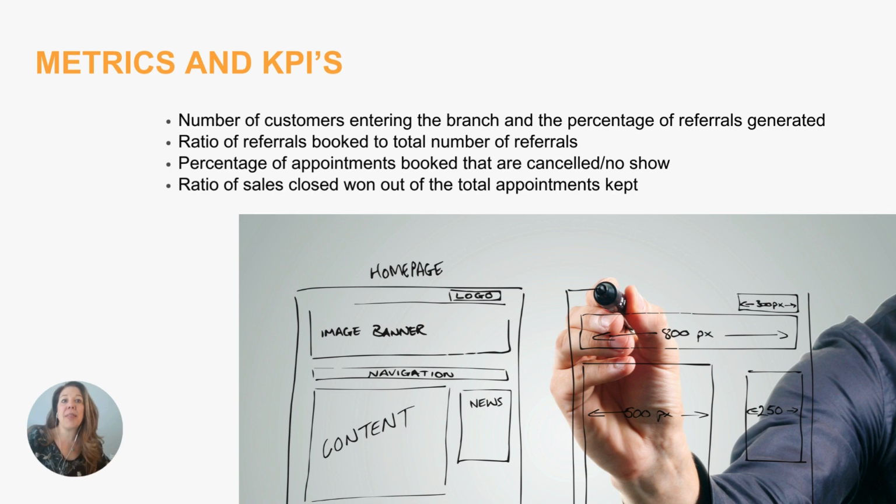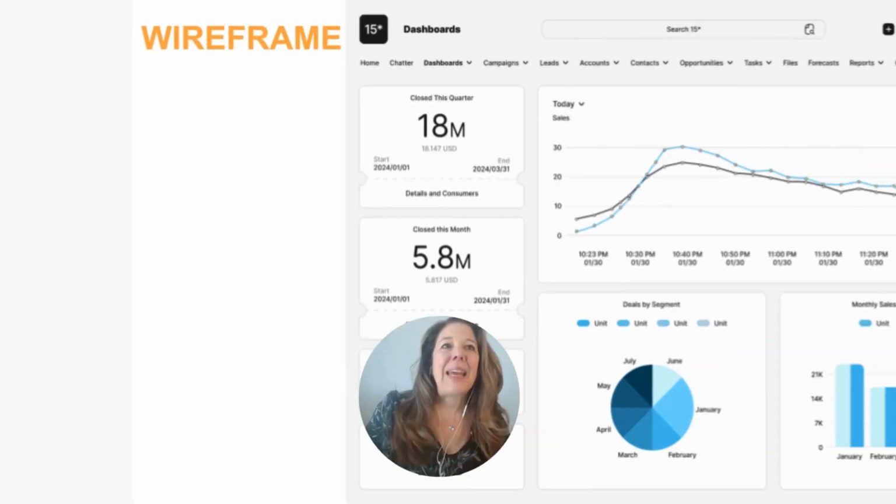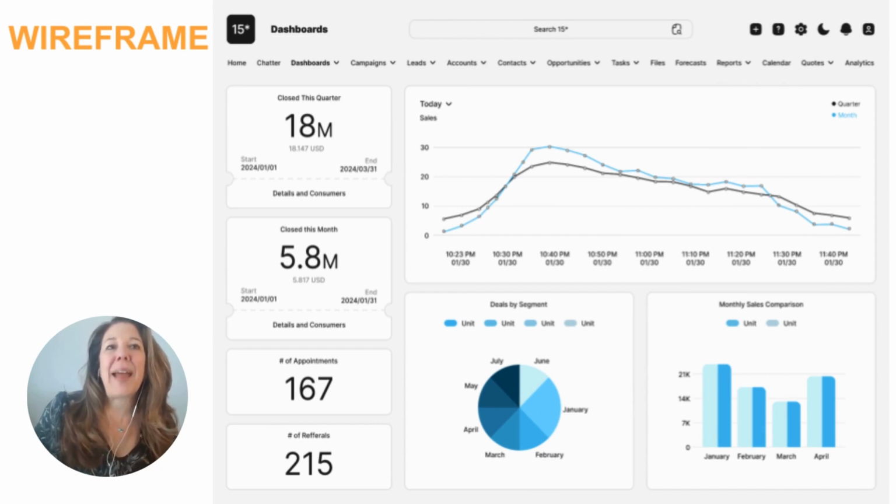We understood that these were important metrics for Chase Bank managers. One, the number of customers entering the branch; the percentage of referrals generated from that pool of customers; the ratio of referrals booked to total number of referrals; and the percentage of appointments booked that are not kept. And lastly, the ratio of closed-won sales to the total number of sales meetings generated. In this wireframe, we demonstrate how these metrics can be displayed as total numbers, ratios, and percentages, line charts over time, and bar charts with different categories.